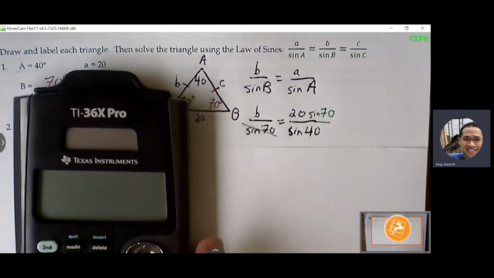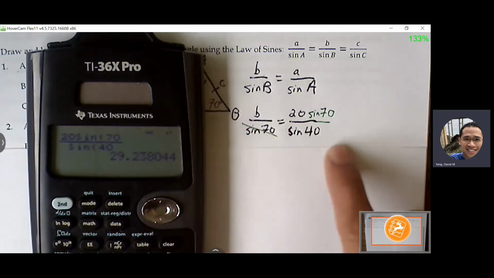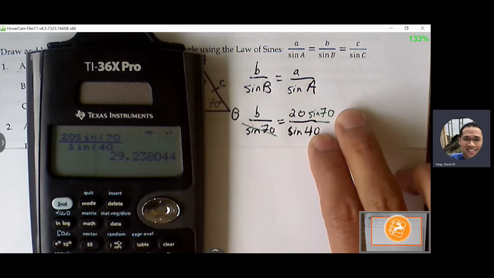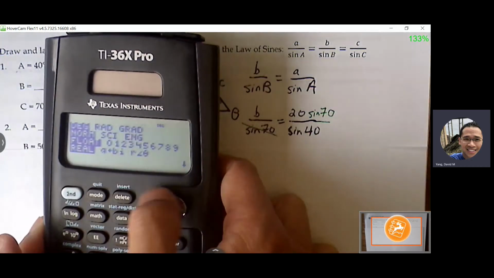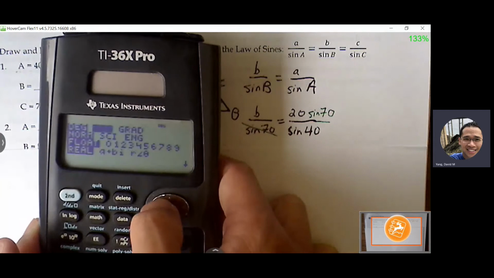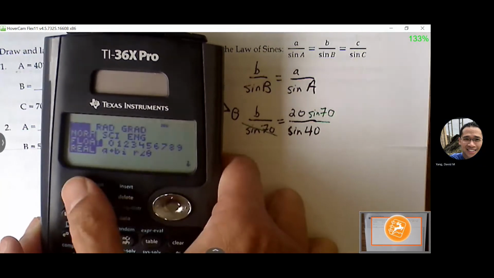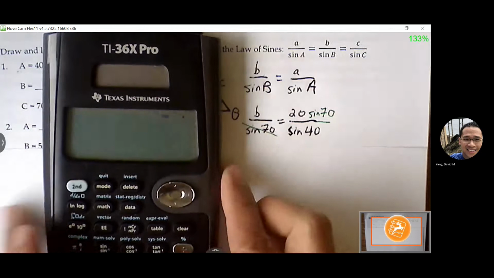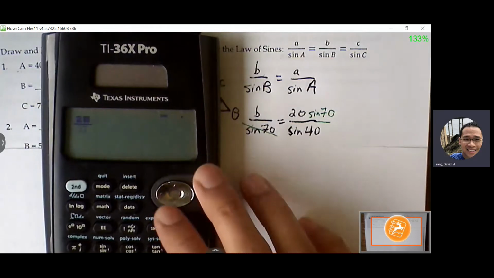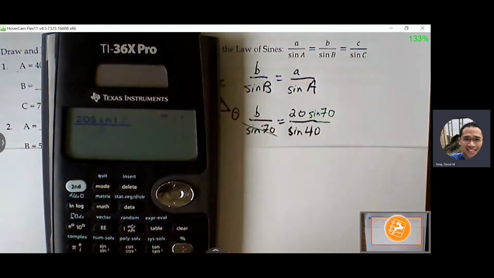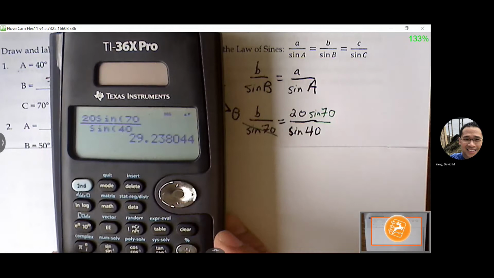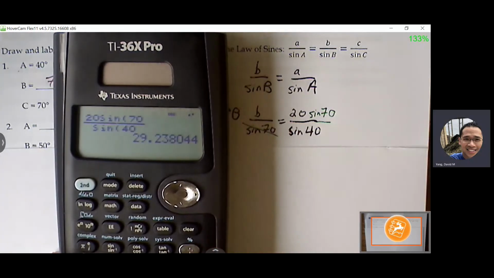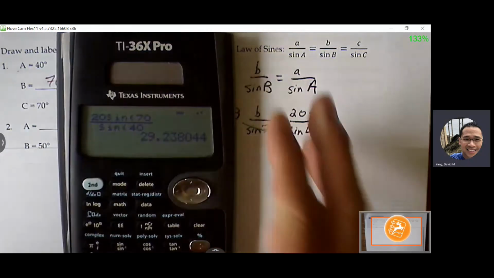Now, when you enter in the calculator, what mode do we have to be in here? Degrees, right. 40 degrees, 70 degrees. So make sure you're in degree mode. Go to mode and make sure that DEG is highlighted and not RAD. The rest goes in your calculator. You guys get that? 29.238. Right.